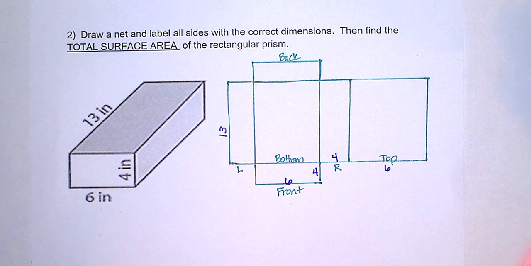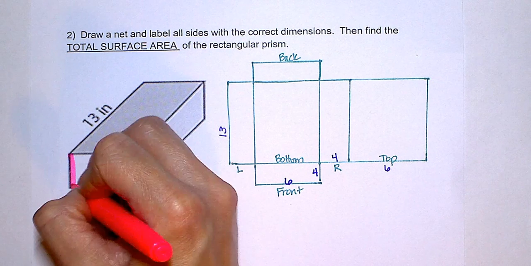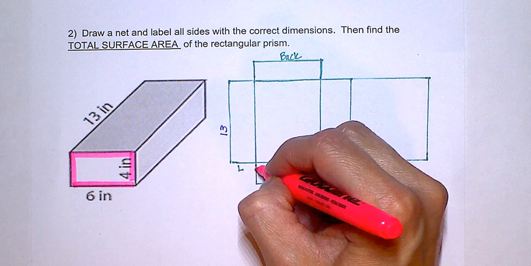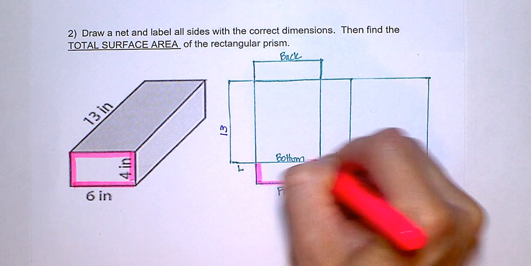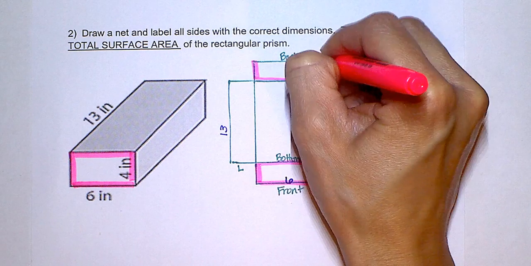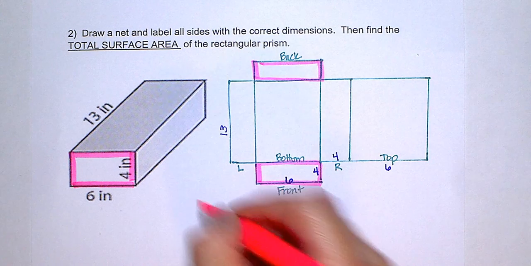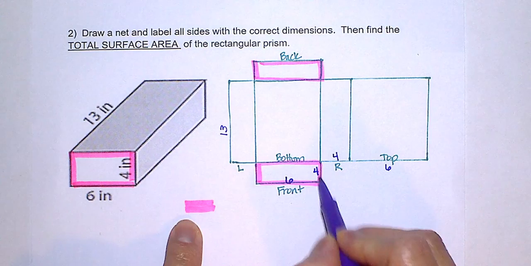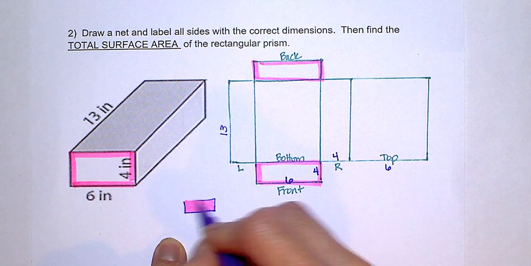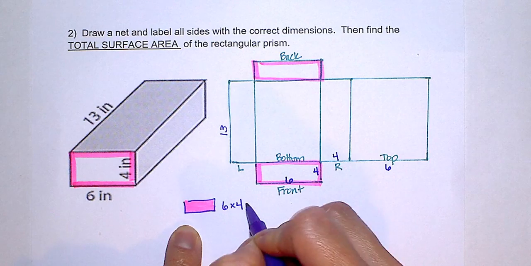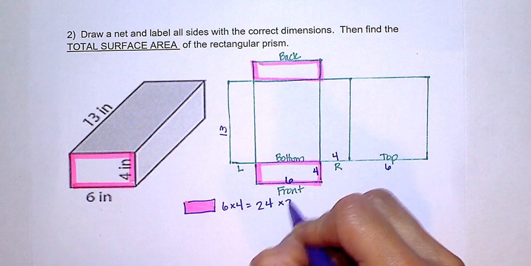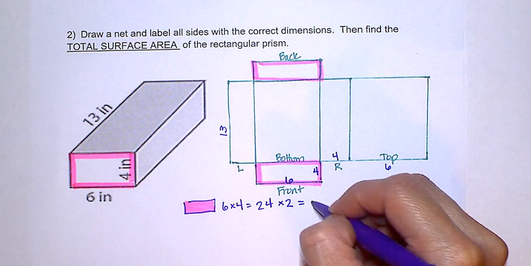Alright, so let's split this up into 3 different colors. So this one right here is going to be the front. So the front and the back are going to be the same rectangle. So let's do that one first. Okay? And that one, the dimensions are 6 by 4. So the front and the back, 6 times 4, which is 24, but I have 2 of them. So times 2, because there's a front and a back, so that is 48.